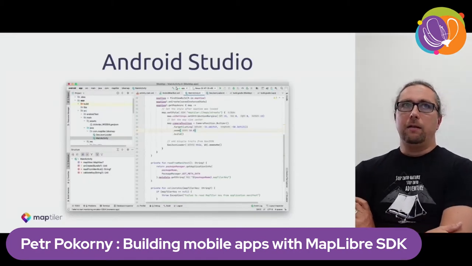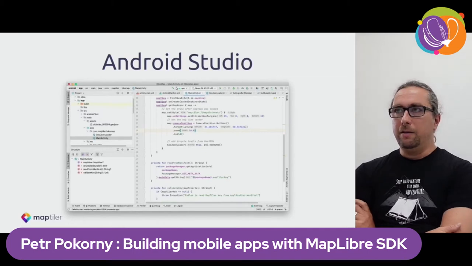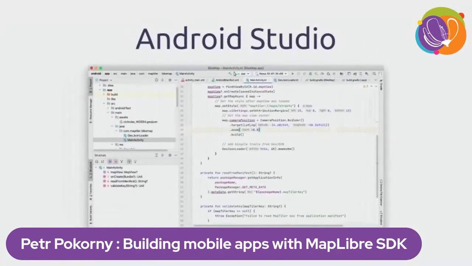In order to build the application for Android, you need Android Studio, which is the official development tool from Google. It's built on top of IntelliJ, a powerful editor. It comes with Gradle, which is the build system for Android projects, and it comes with all the SDKs for Android devices and emulators and all that. So this is what you want to use when you need to build a project for Android.